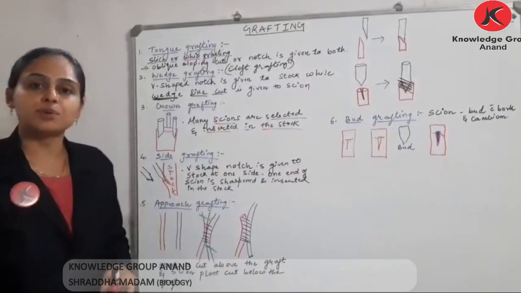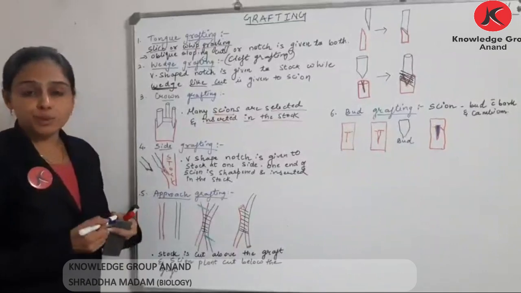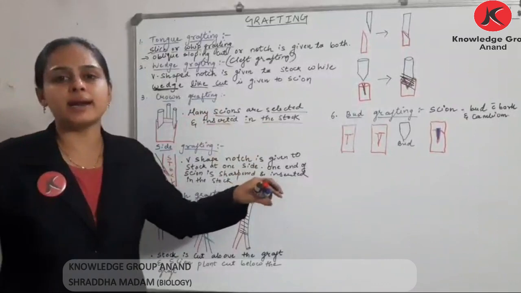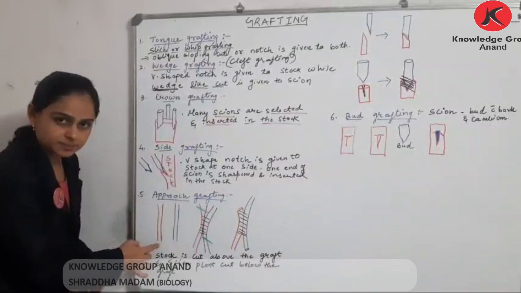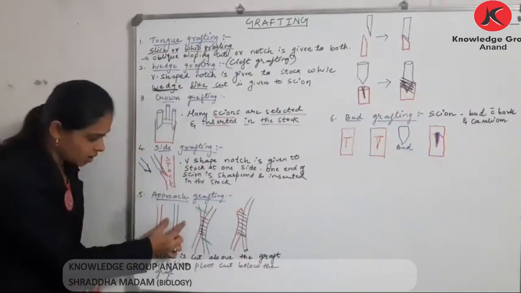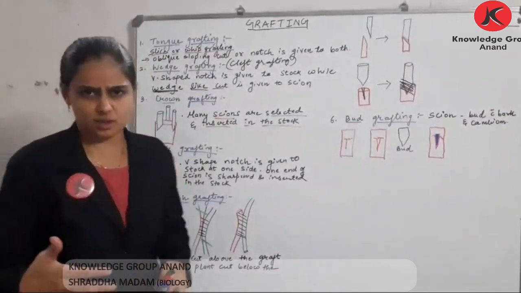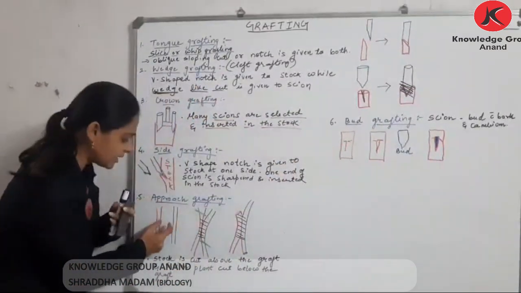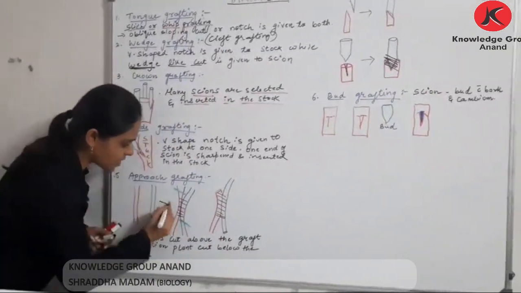Then comes your approach grafting. In approach grafting, you have to select shoots of two independently growing plants. As I have mentioned, this is the shoot of one plant. This is the shoot of another plant. This is the stock, this is the scion. Am I clear? Now you are going to debark it, right? And then you are going to bring both shoots together as I have mentioned in this diagram.